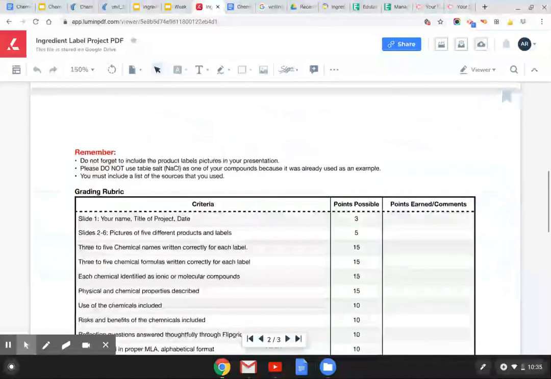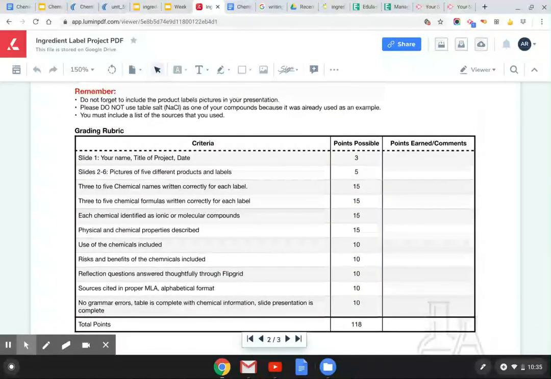So, a couple of things to keep in mind. You want to make sure that you don't forget your picture. You want to make sure that you have all of your data for each of those chemical compounds, for each of those products. I discourage you from using sodium chloride because that's an easy one.